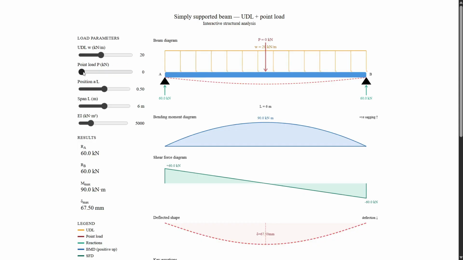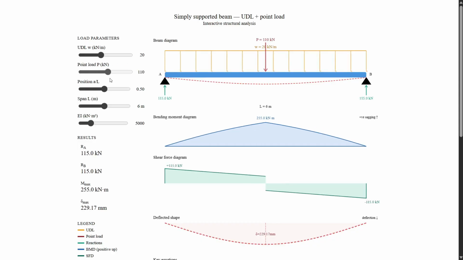So now let's add the point load. See that vertical jump over here? That's the concentrated force P causing an instantaneous change in shear at that exact location. Where the shear line crosses 0, that's where the bending moment is at its maximum. And you can see that the crossover point shifts as I move the load. The two diagrams are always telling the same story from different perspectives.